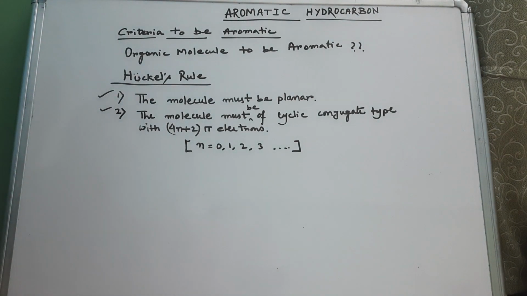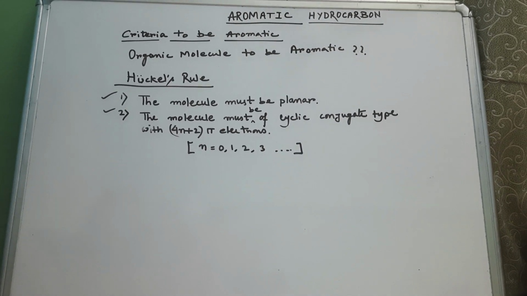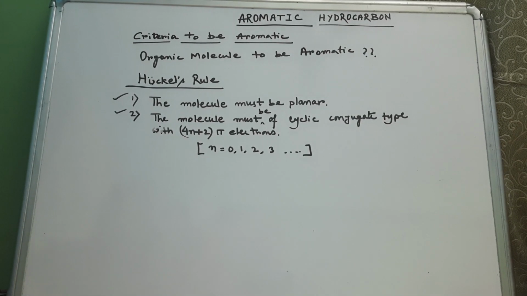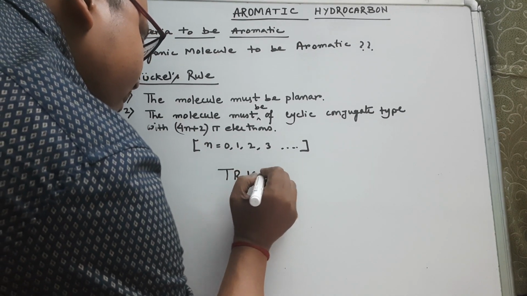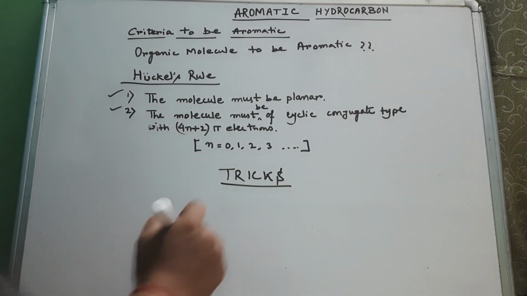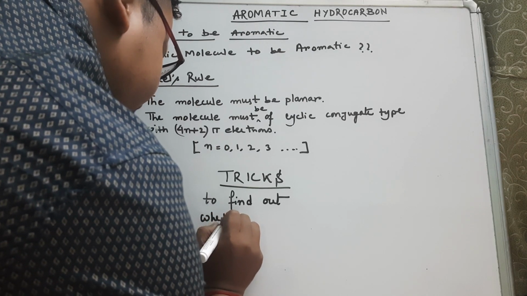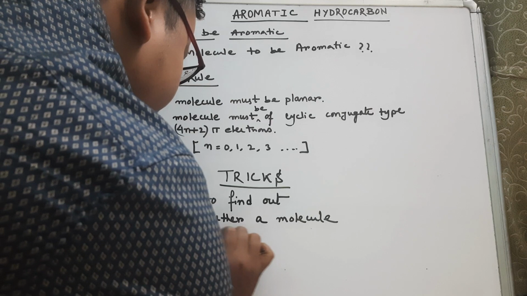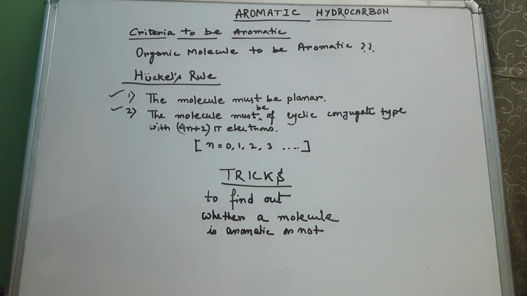To check a molecule in your exam, basically you will be given some structures, and you are to identify whether these structures are aromatic or not. Sometimes these structures are a little bit critical in nature. So what are the tricks to find out whether a molecule is aromatic or not?